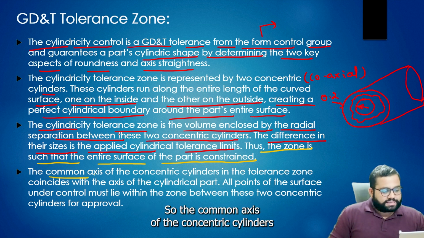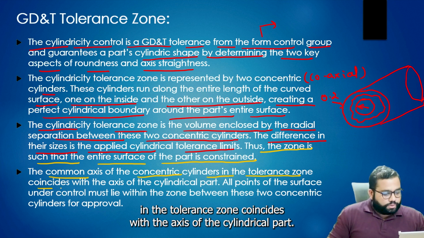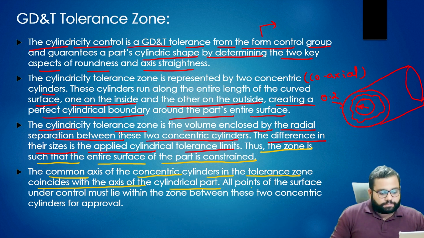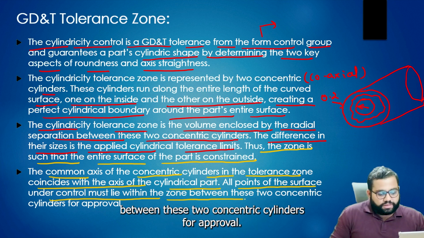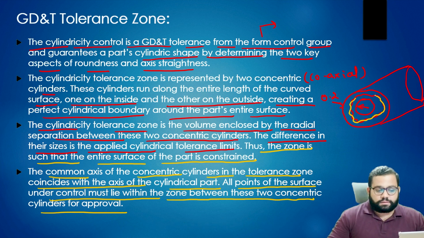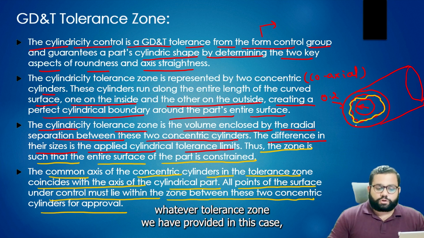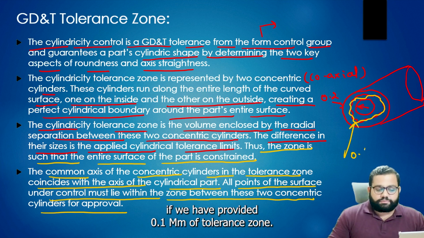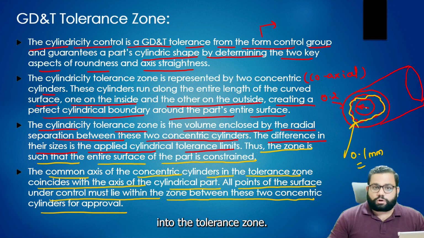Okay, so the common axis of the concentric cylinders in the tolerance zone coincides with the axis of the cylindrical part. All points of the surface under control must lie within the zone between these two concentric cylinders for approval. So whenever the surface lies between the two coaxial cylinders, whatever tolerance zone we have provided, in this case 0.1 mm, the cylinders will control the whole surface within the tolerance zone.